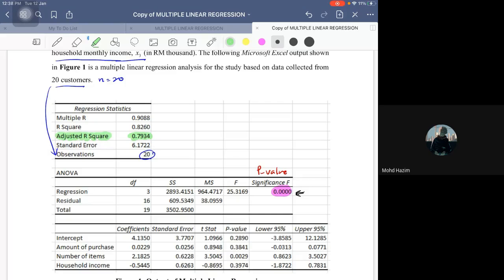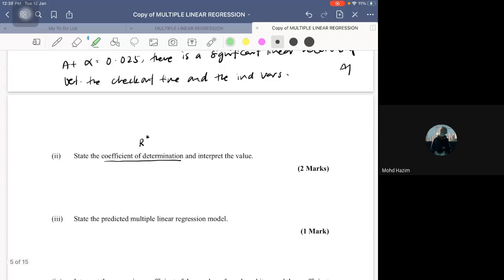Let me see the output first. Okay, that's right. So here I have R square equals 0.7934. And I did mention this to you before when we discussed simple linear regression. The idea is still going to be the same. When you express your coefficient of determination, it has to be in terms of percentage. So even in terms of the interpretation, it is still going to be the same.